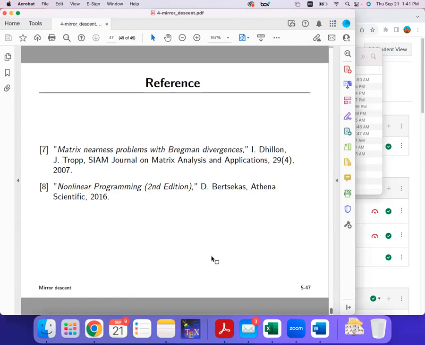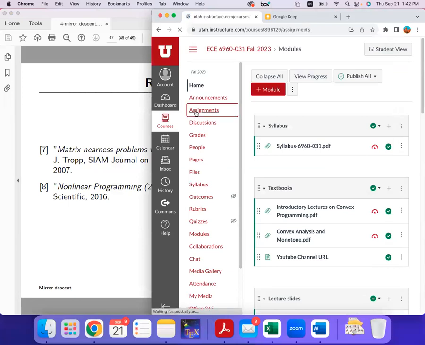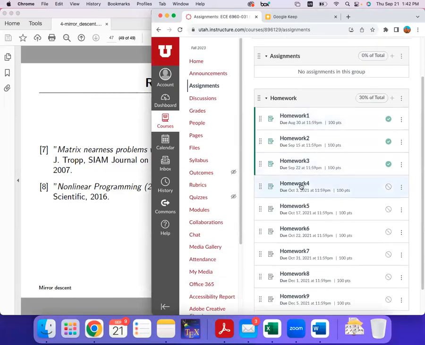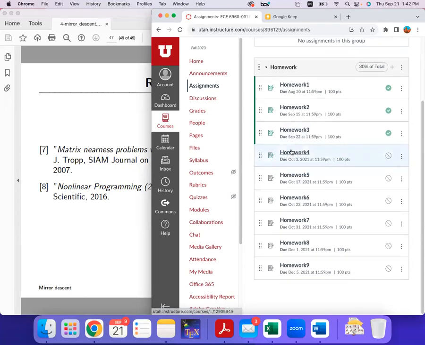Okay, I will stop here today. I will set up a deadline for homework 4, which is about the projected gradient simulation, sometime next week. Please start to work on homework 4 and homework 5. If you have any questions, just let me know. And I will post the grades for these two homeworks very soon.